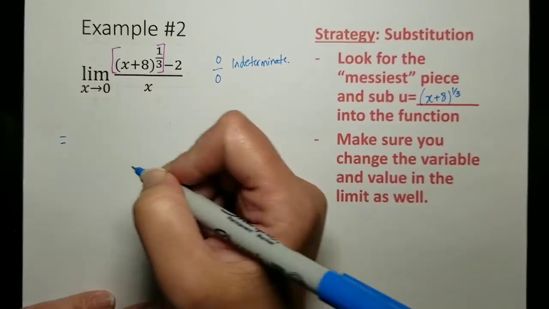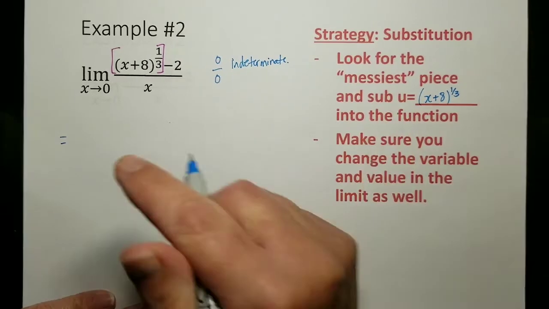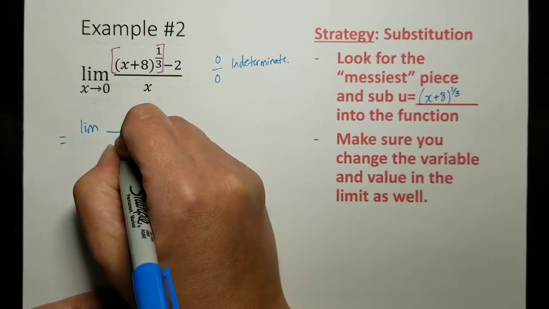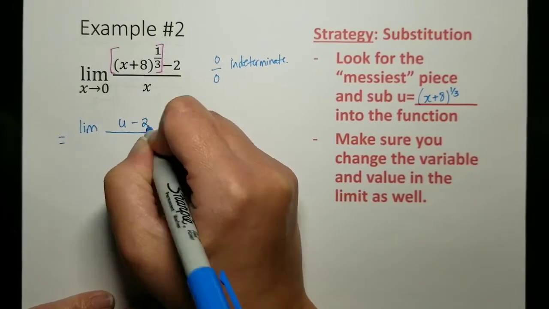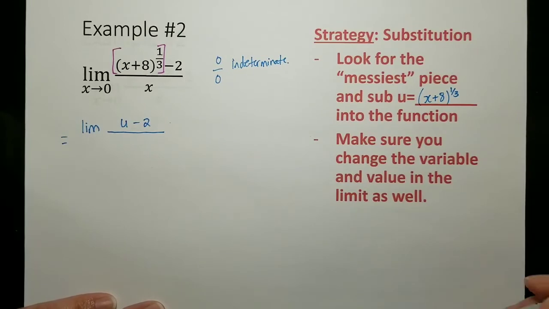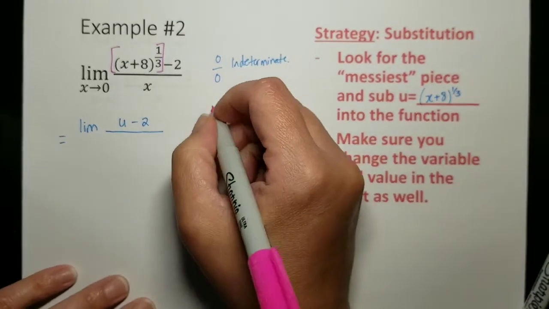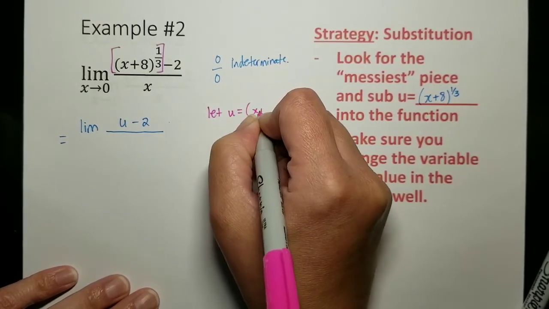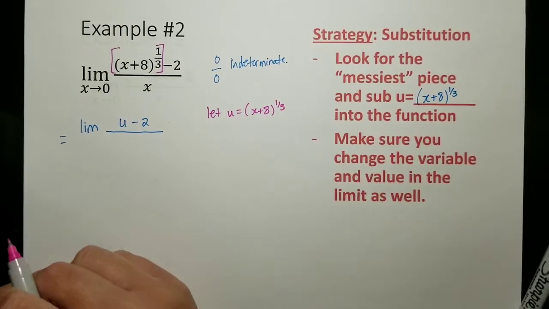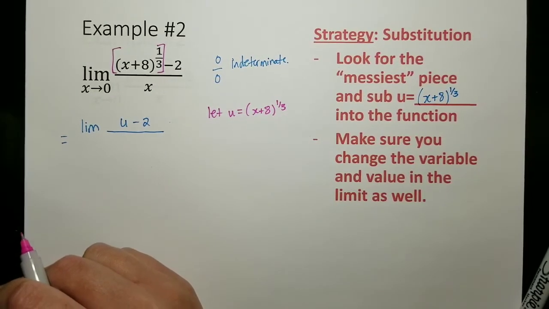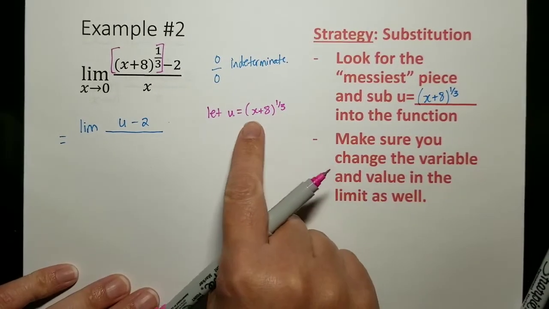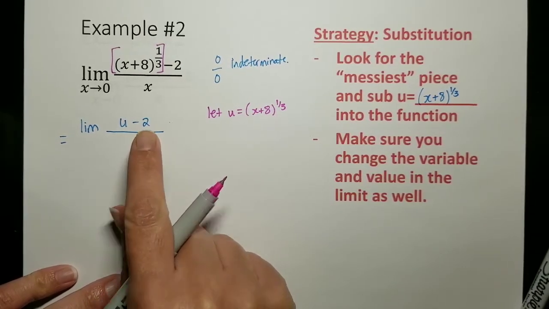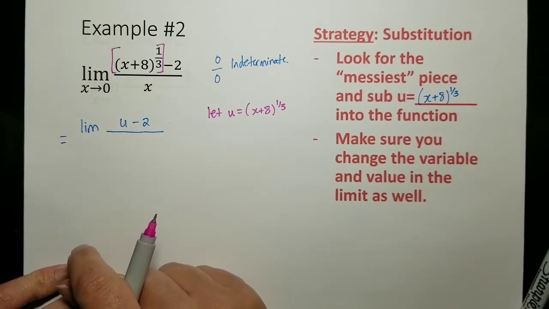So I'm going to substitute that with a u. And I'm going to leave out part of this right now. I'm not putting what the limit is. I'm going to instead say u minus 2 is now on top. Okay, so I have to state what I'm doing. I'm going to say let u equal (x plus 8) to the exponent 1/3. Okay, so that made my numerator much better. U minus 2 I can cope with, but I still have an x in the bottom.